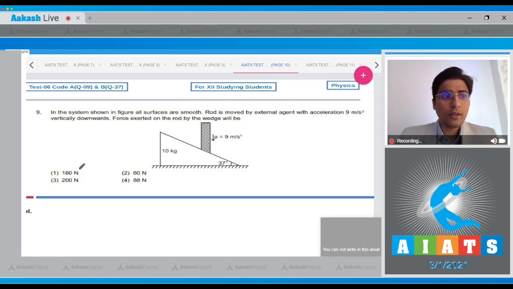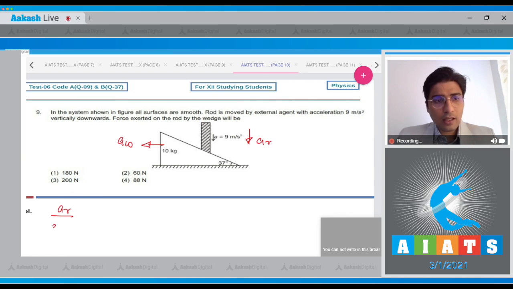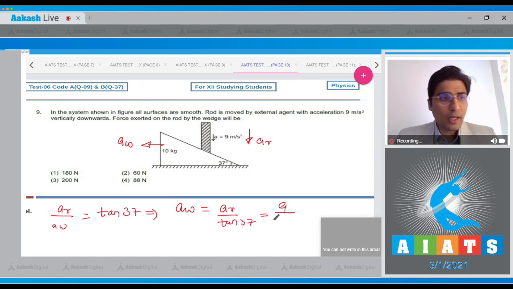Now dear student, as per the constraint, let the acceleration of wedge be AW and let the acceleration of rod be AR. We can write down that AR by AW will be equal to tan 37, which means that the acceleration of wedge will be equal to AR by tan 37. AR is given to be 9 and tan 37, dear student, will be equal to 3 by 4, giving a value of acceleration of wedge to be equal to 12 meter per second square.